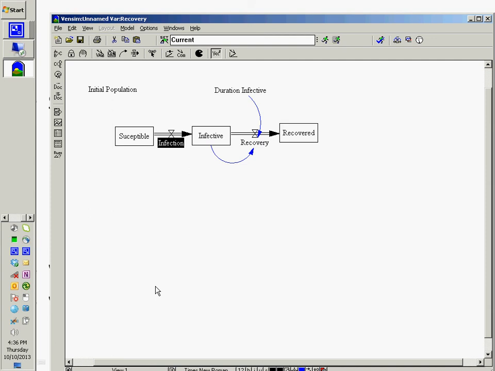Okay, so there we have one piece of our model. What's the other piece that still has to be filled in before this can run?